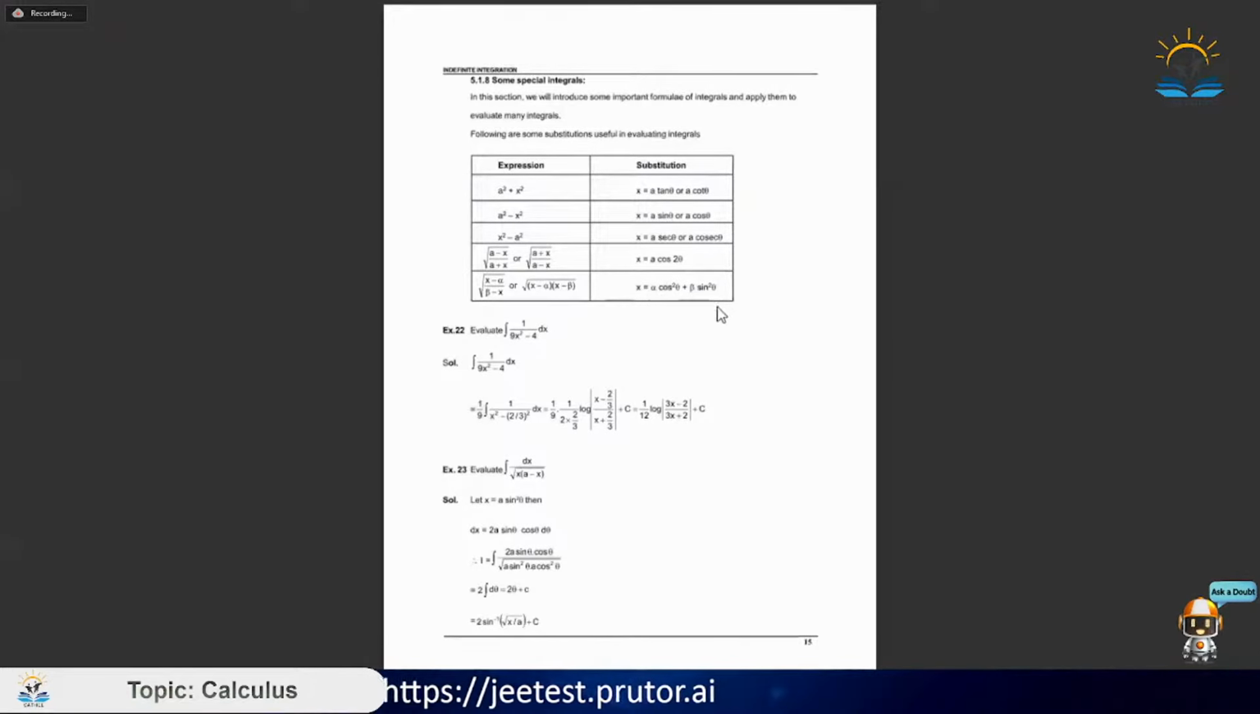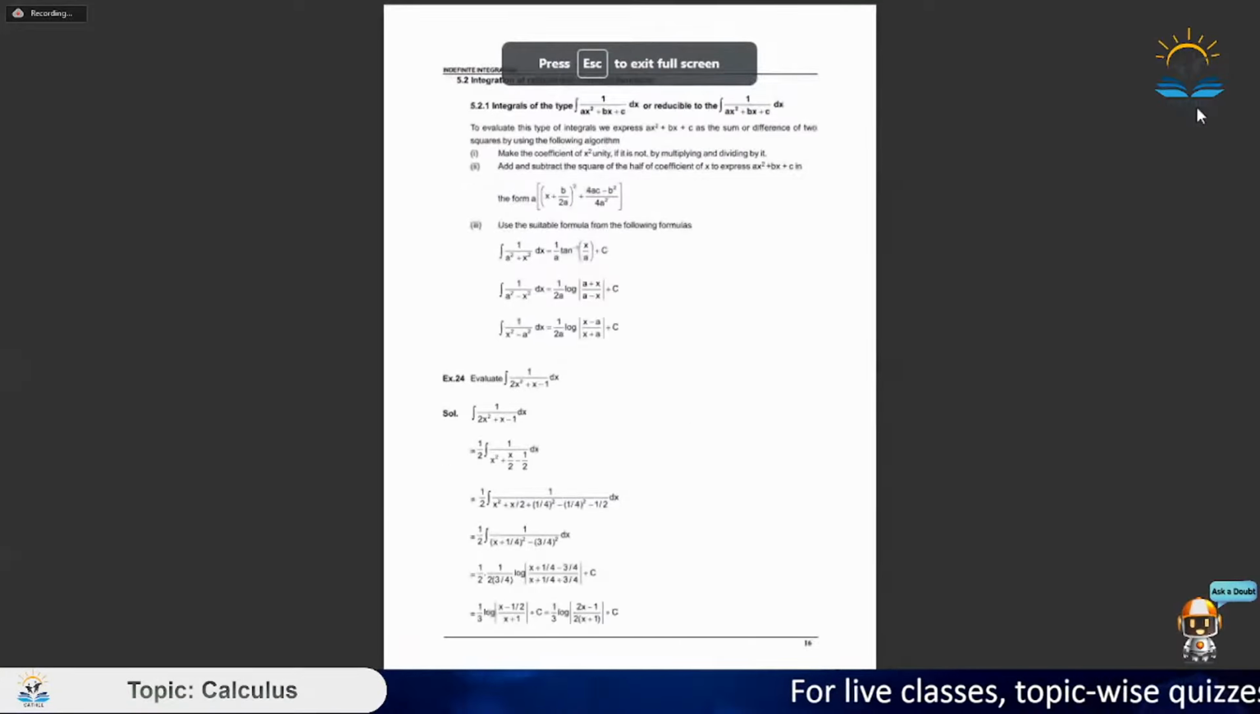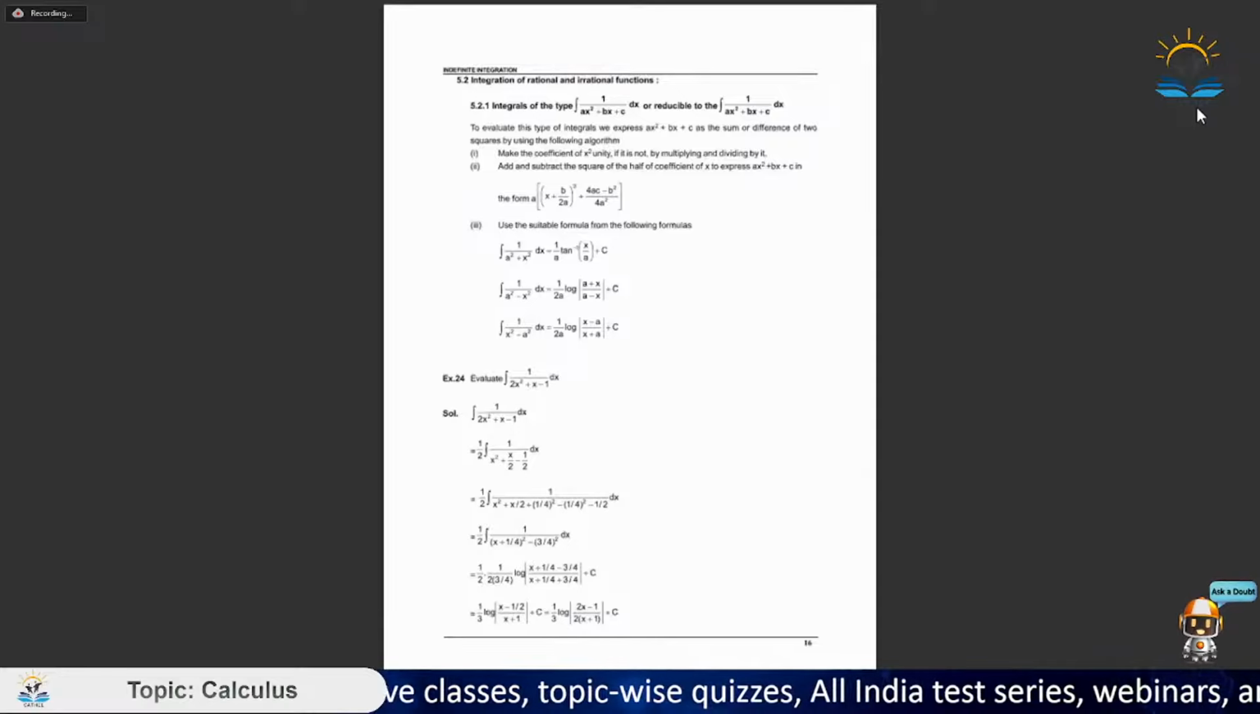So these type of questions do not come much in JEE Mains, but you should just know these. You will have to basically learn the types of forms. First of all, let us take a look at the forms. Let's complete some forms and then solve some questions.